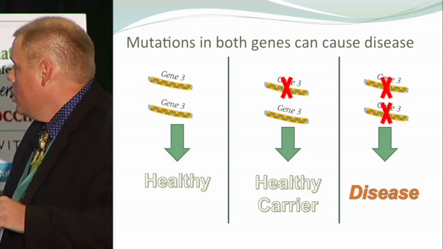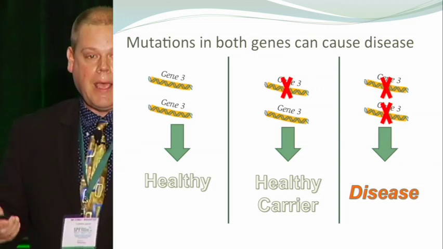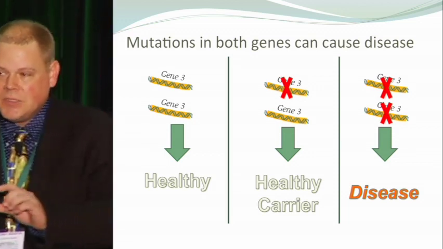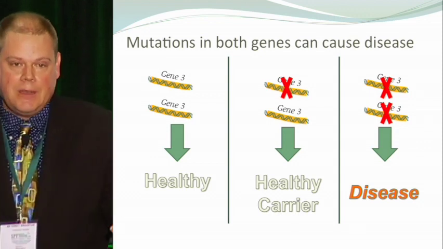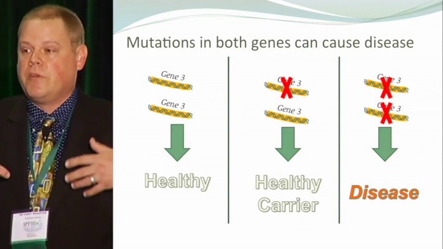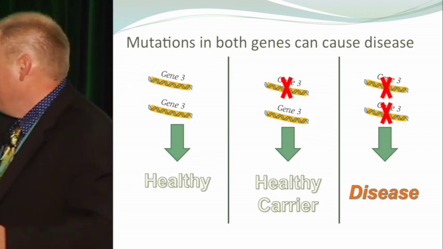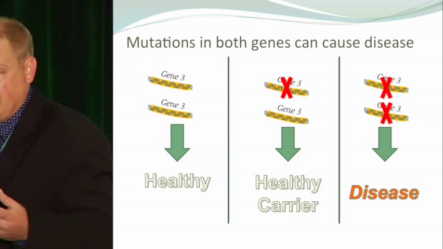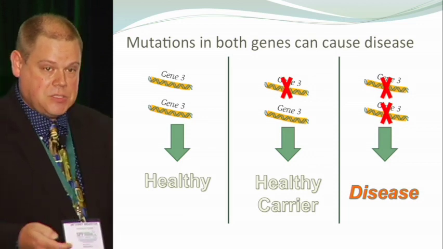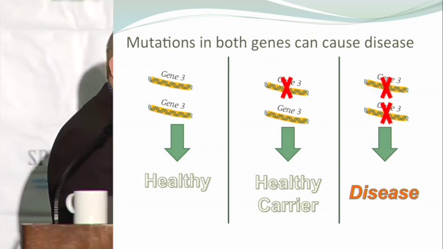Exactly right. You are not going to have phenotype. Maybe you'll have some very mild phenotypes because, like I said, you never say always. But for the most part, you're not going to have disease. But you do have risk of passing that on. So carrier status means that you've got that risk of passing on to the next generation.